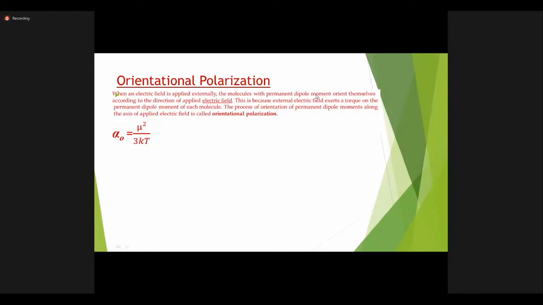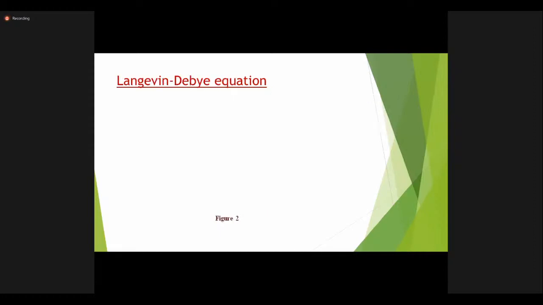So mu square by 3 kT, where mu is the magnetic moment. Please do not get confused. Here mu is not dipole moment, because mu is the symbol we attached to dipole moment at the beginning of the chapter, where k is Boltzmann constant and T is the temperature. Fine. These are the diagrams associated with orientational polarization. In fact, for orientational polarization, we have only the basic definition sentence and the formula.